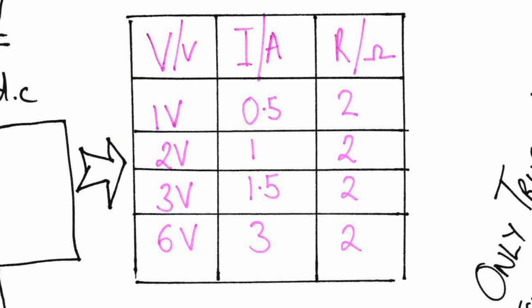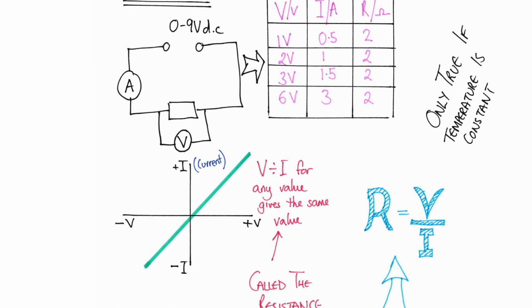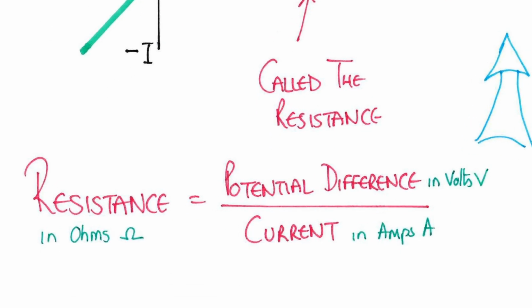Different components will have different values of resistance. The symbol there is the ohm. That sort of weird bridge thing is known as the ohm. And if you then plot that in a graph, you get this lovely straight line. And V divided by I for any value gives the same value, in this case 2. And that there's Ohm's law. He was the first person to discover it. And he called this value the resistance.